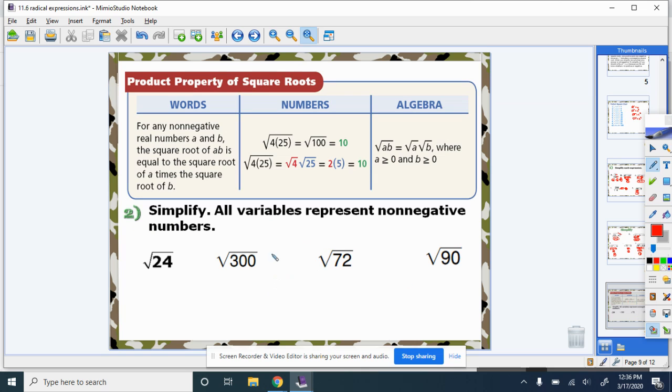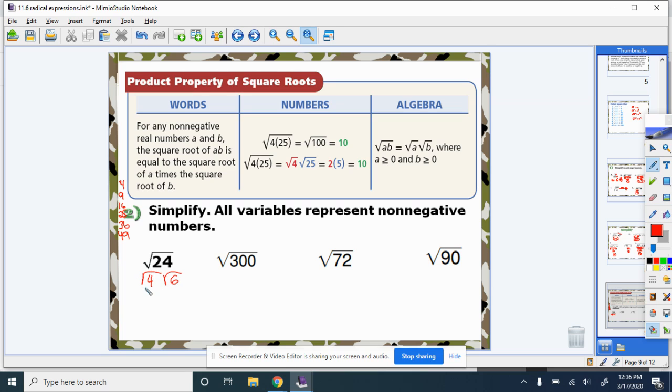Now, sometimes things don't always work out perfectly like that. What we're going to try to do is find a perfect square factor. Remember those 4, 9, 16, 25, all those numbers, 36, 49. One of these numbers needs to go into 24. And I know that 4 does. So I'm going to break up the square root of 24 into root 4 and root 6.